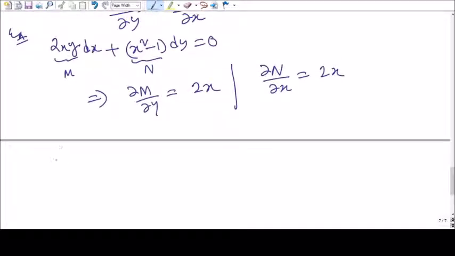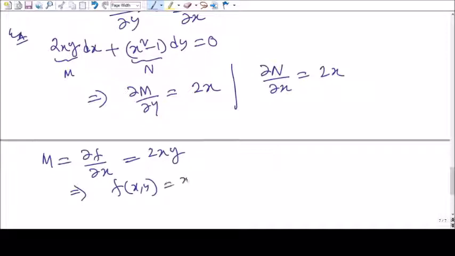So for solving, we know that M equals ∂f/∂x, and this is equal to 2xy. Now first, integrating this function, we get f(x,y) equal to x²y plus a constant. Here we are integrating this equation with respect to x, with y remaining constant. So the constant is said to be a function of y, so this is g(y). This is a function, not a constant.